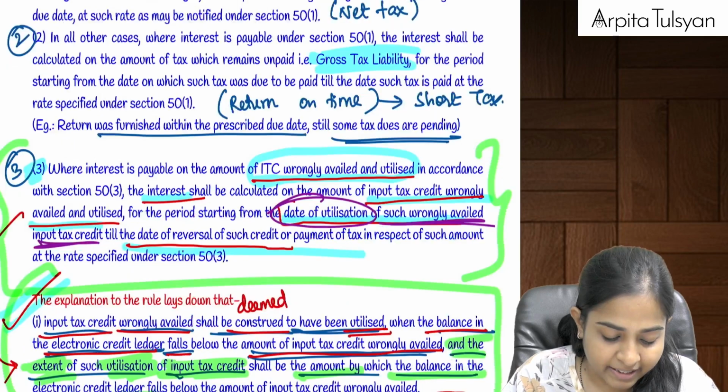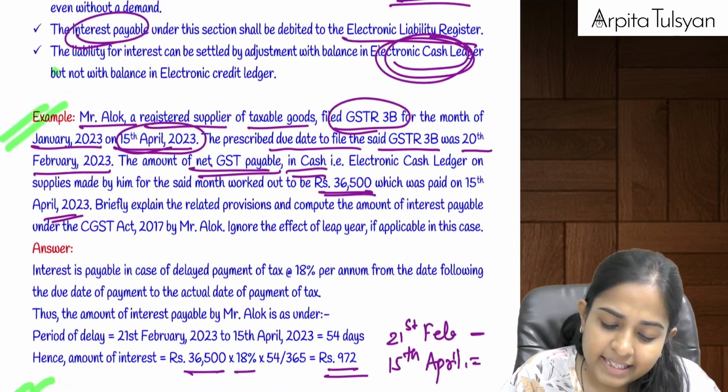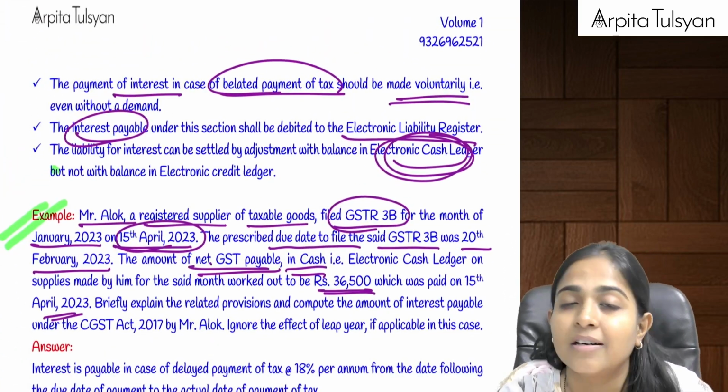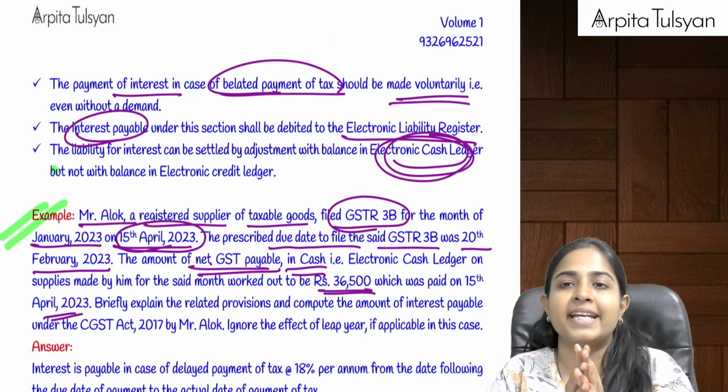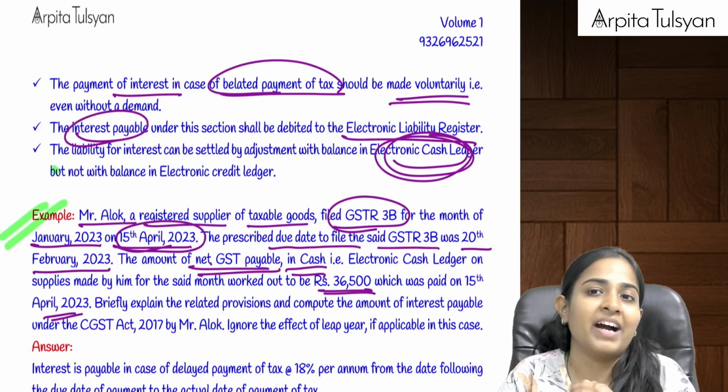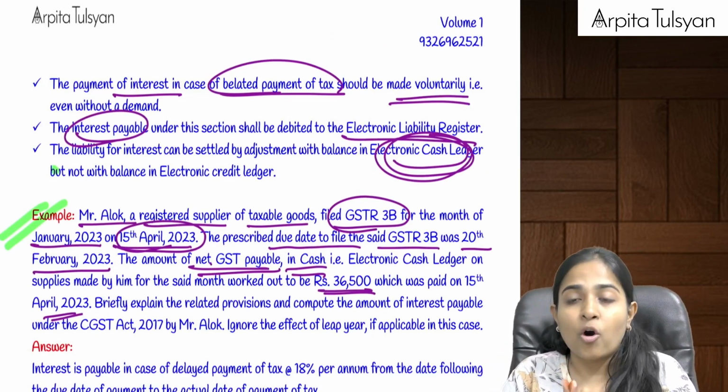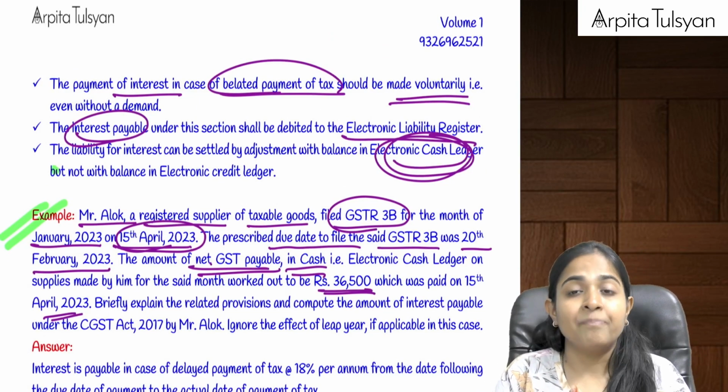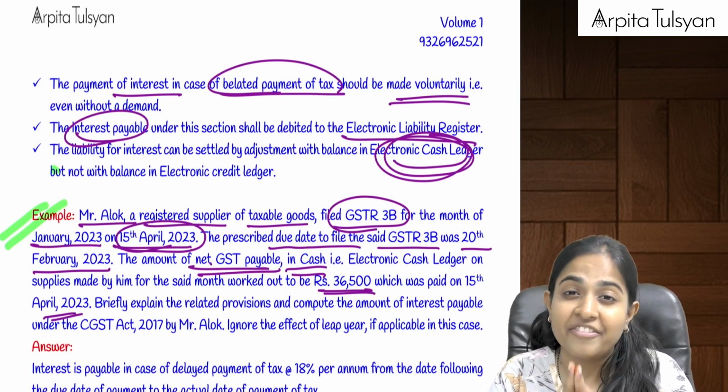Are you understanding this? Yes. These are the pointers. This was the third case basically, the third case where your interest becomes applicable. Why is the government asking you for interest? Because there was some amount of ITC which you should not have availed and utilized.